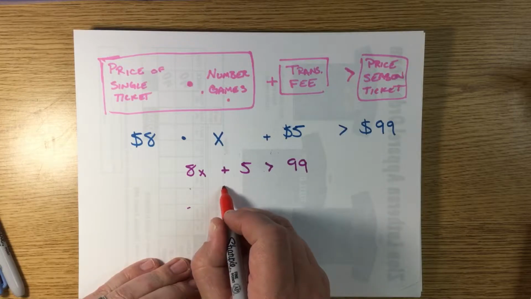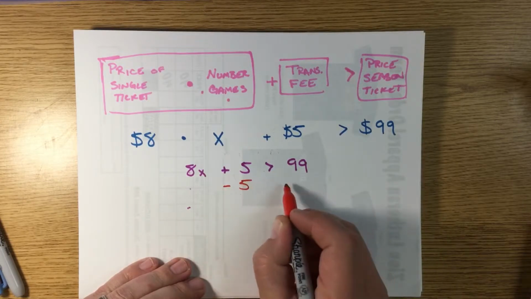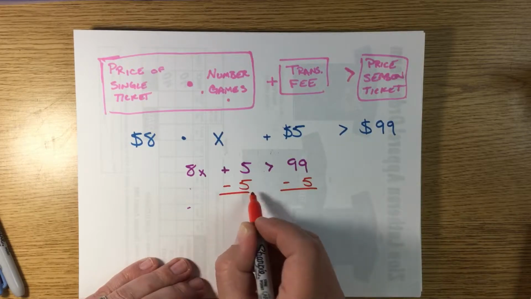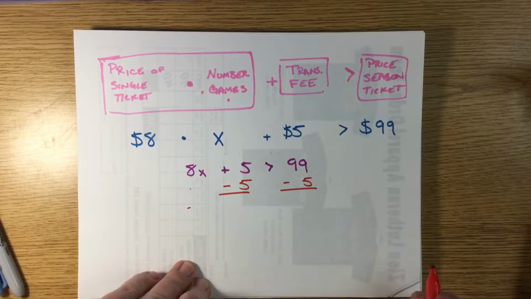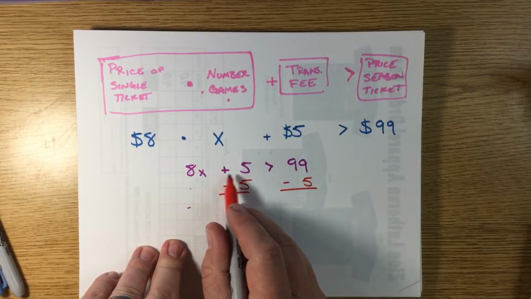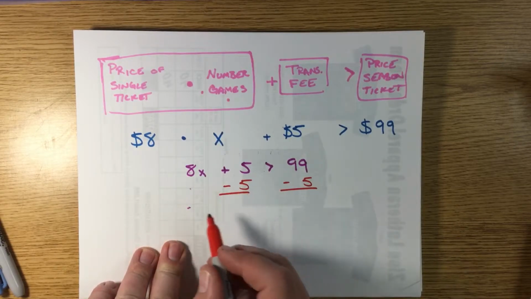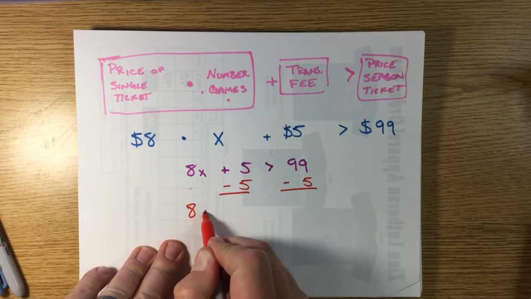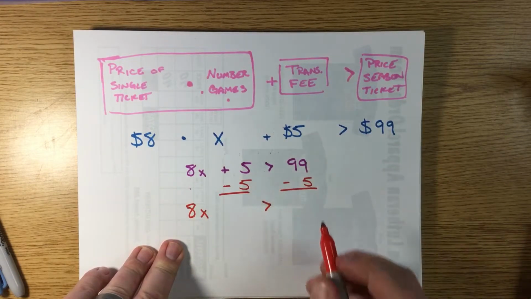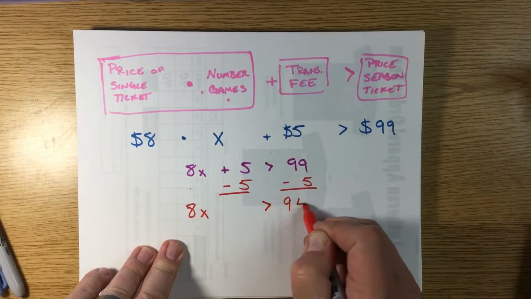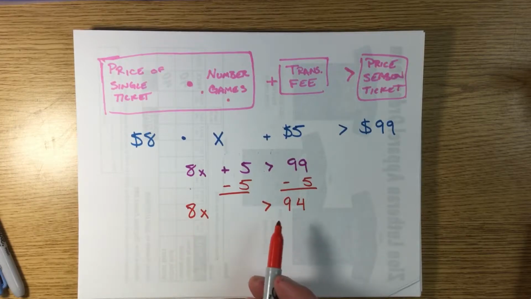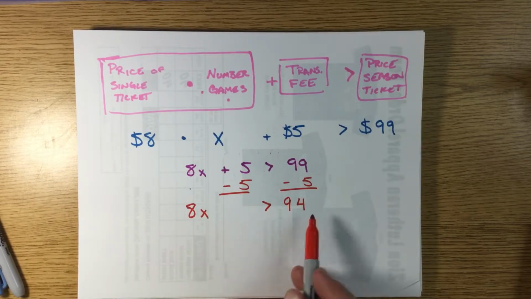So the inverse operation of adding 5 is subtracting 5, but I've got to do that to both sides of my inequality. Otherwise, I've knocked everything out of whack. So I've got to keep everything balanced to where it was. Plus 5 minus 5, that cancels each other out. Over here I have 8x, which drops down. 8x is going to be greater than, well, if I take 5 away from my season ticket price, it would be $94. So now I've got to figure out, when is 8x the greater number than 94?